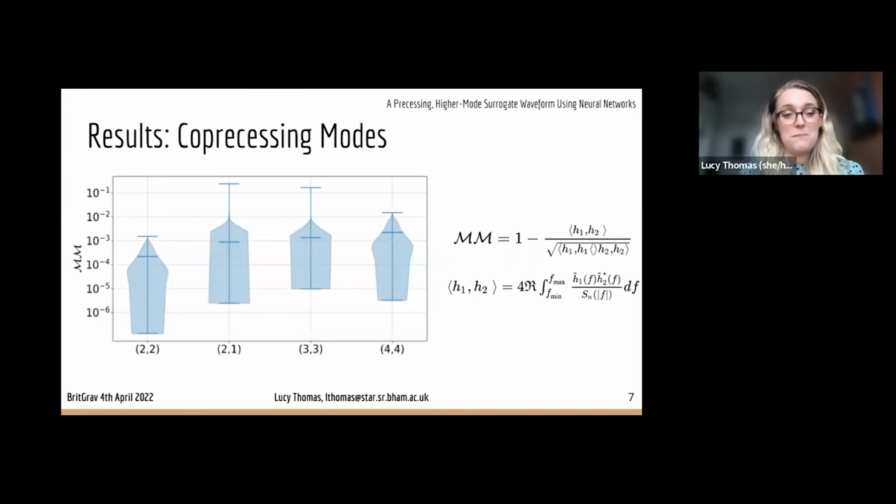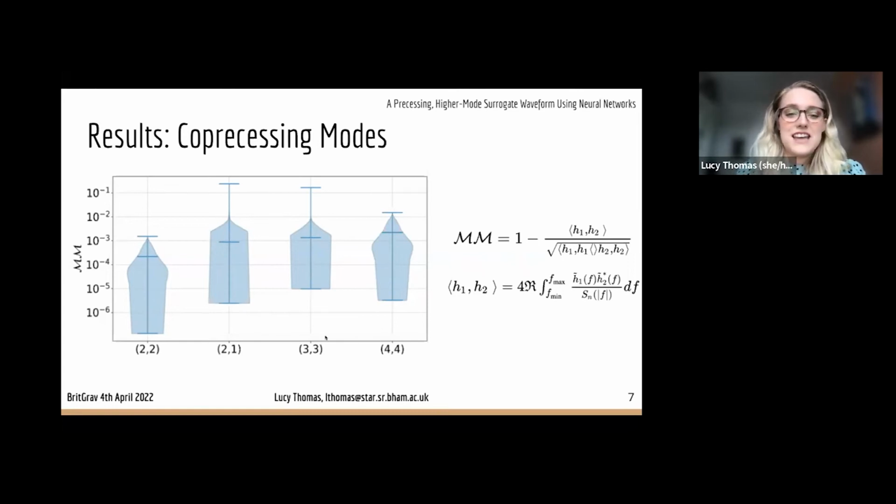So a mismatch of 0 indicates complete agreement, whereas a mismatch of 1 indicates that the 2 waveforms are completely orthogonal. And our waveforms, again, are generated from 20 Hertz for a 44 solar mass binary, and we use white noise in these match calculations. So we can see that the bulk of all of our mismatches for every single mode is below 10 to the minus 2. And for the 2-2 mode, it's actually significantly better than this.